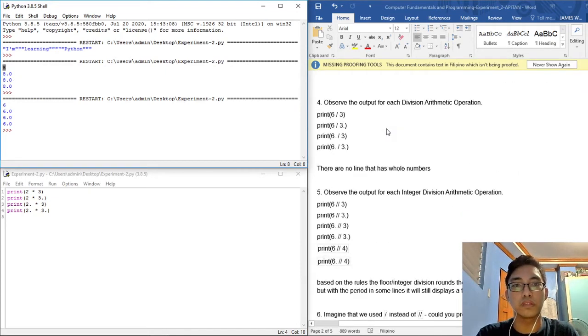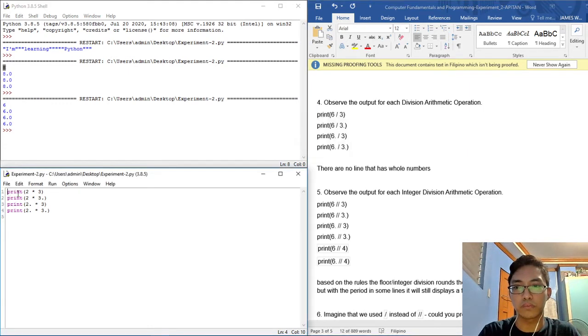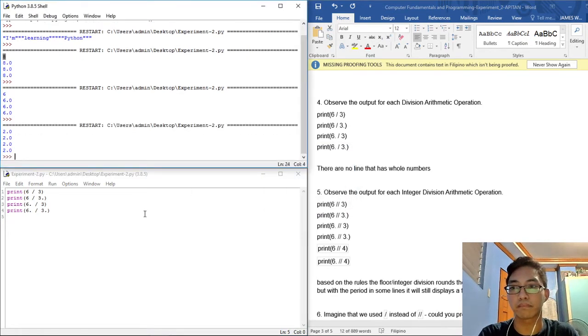Next, we will use division arithmetic, and we will see the results. What will this arithmetic be? And as you can see, there are no whole numbers. So Python recognizes the division operation as a decimal. So 6 divided by 3 should be 2, but instead it is 2.0, which is a float or a decimal.